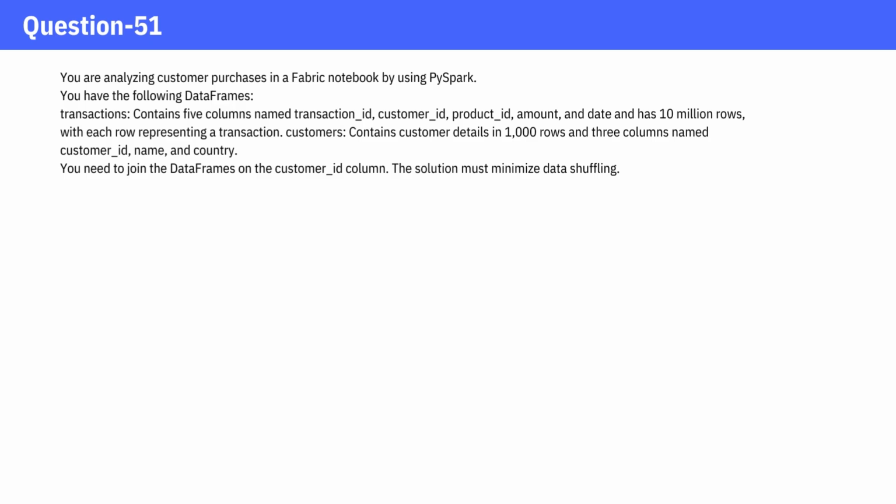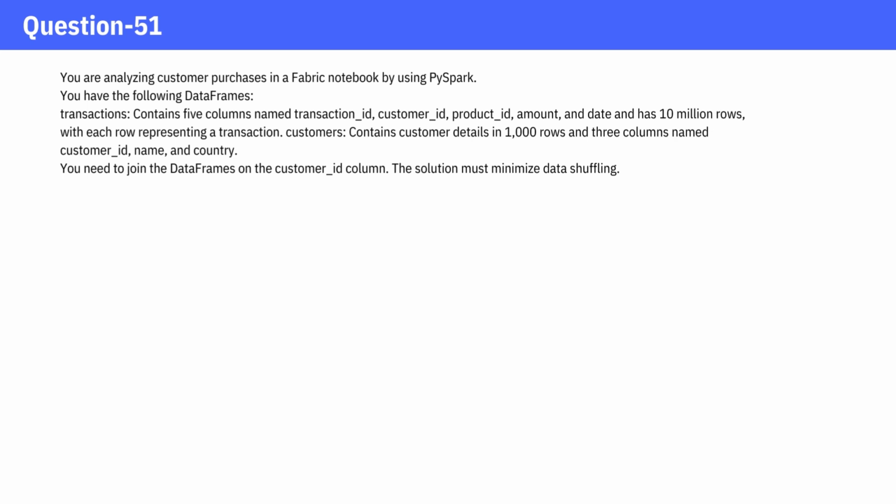Question 51. You are analyzing customer purchases in a Fabric notebook by using PySpark. You have the following data frames. Transactions contains 5 columns named Transaction ID, Customer ID, Product ID, Amount and Date, and has 10 million rows, with each row representing a transaction. Customers contains customer details in 1,000 rows and 3 columns named Customer.ID, Name, and Country.